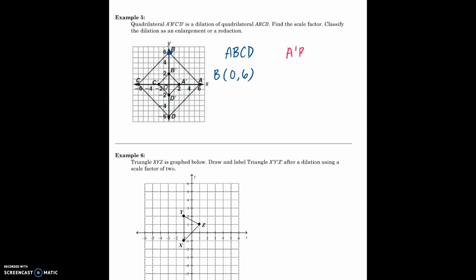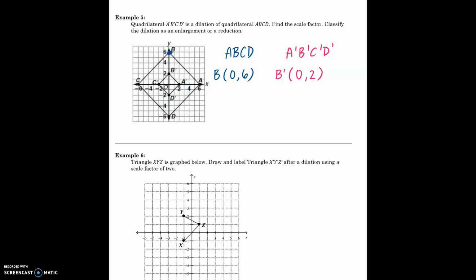Now let's take a look at our image, A prime, B prime, C prime, D prime. Let's look at the coordinates of just B prime. We have 0, 2. By looking at the coordinates of our pre-image and the coordinates of our image, we can find our scale factor. We want to see what we had to multiply both the x and y coordinates by in the pre-image to get to the image. For the x coordinates, we have 0 and 0, so that's not really going to help us much.